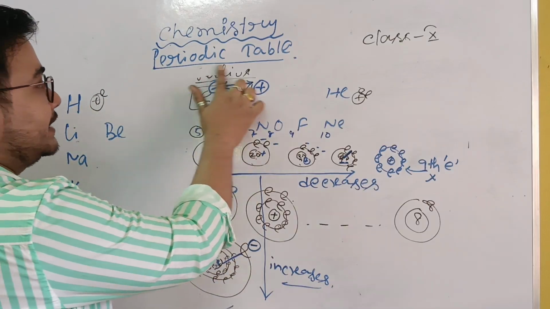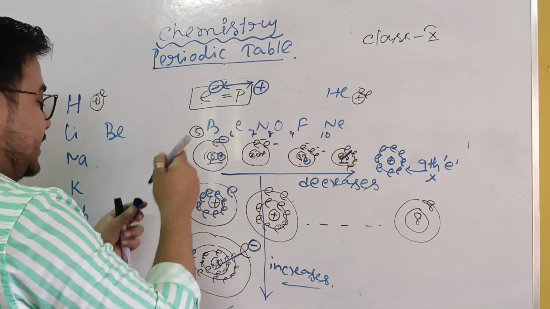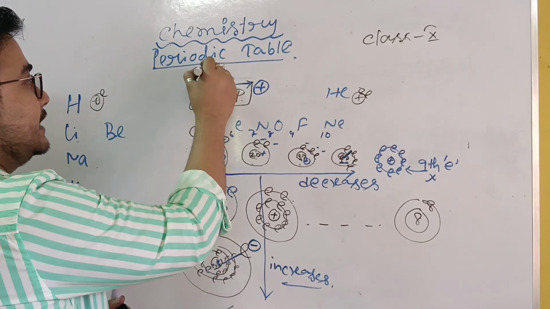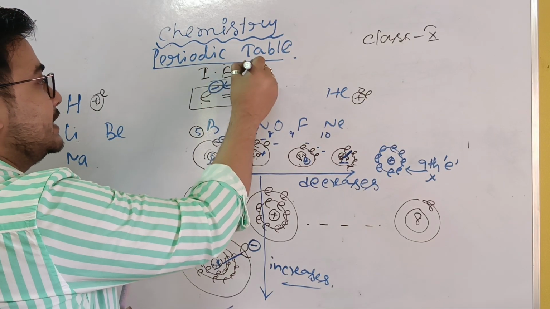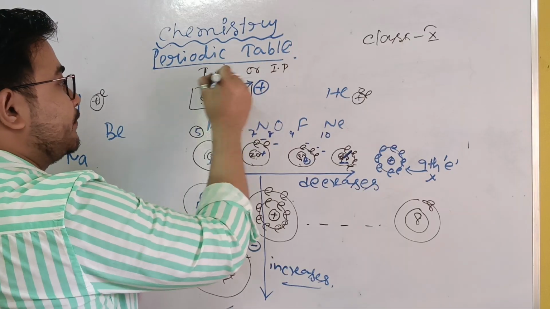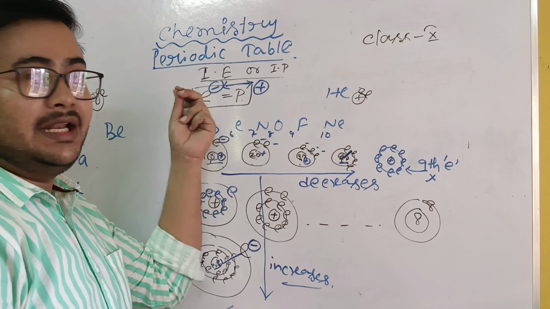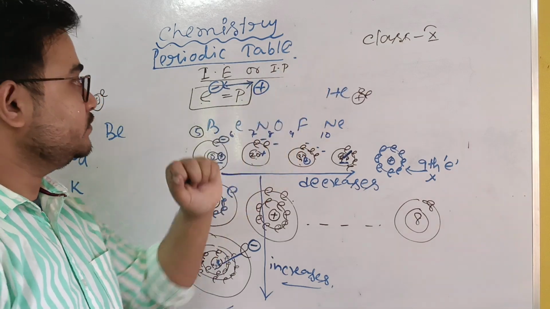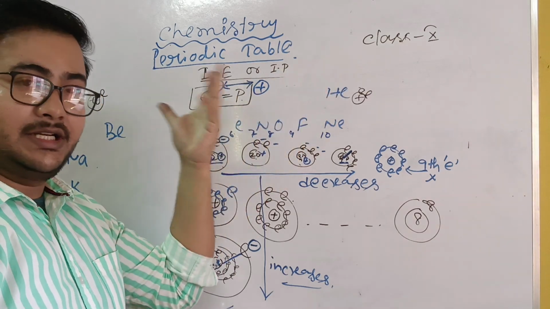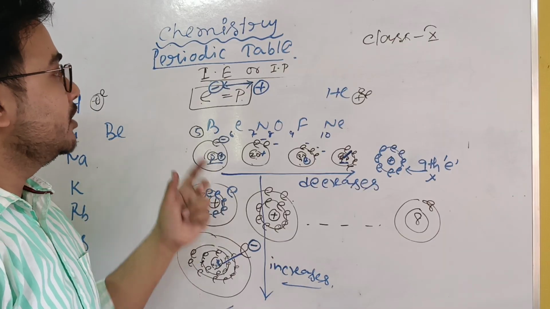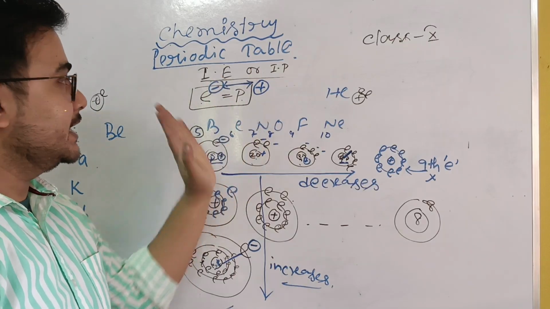Now if we understand the concept of radius, then we can easily understand the next concept, ionization energy or ionization potential. These two terms are not equal, but more or less equal for class 10, because we have the same chapter in class 11 also, and NEET also, but for class 10 more or less they are equal.